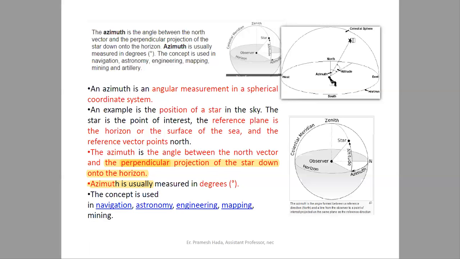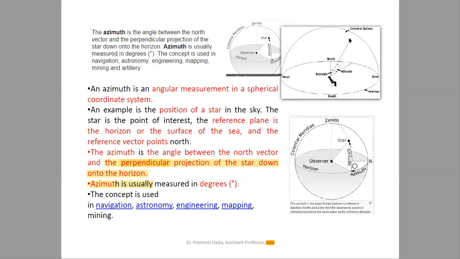If this star is here, its projection down on the horizon will be here. So the angle between this point and this point is azimuth. Similarly, the angle between this point and this point is altitude. When the angle is between the projection on the horizon and the actual star, or the actual location of a point in space, this angle will be its altitude.